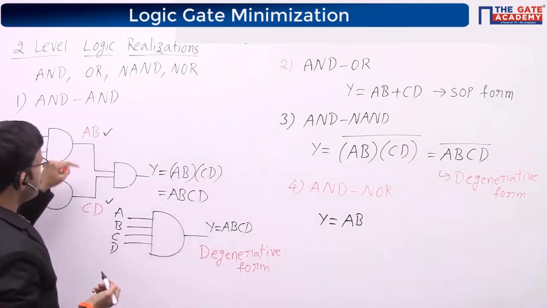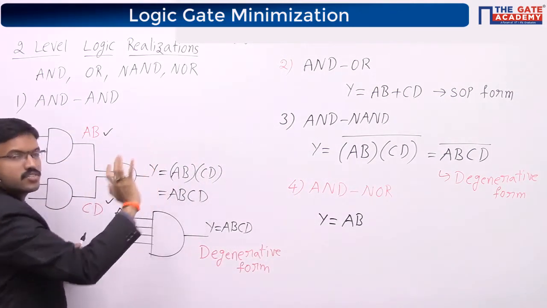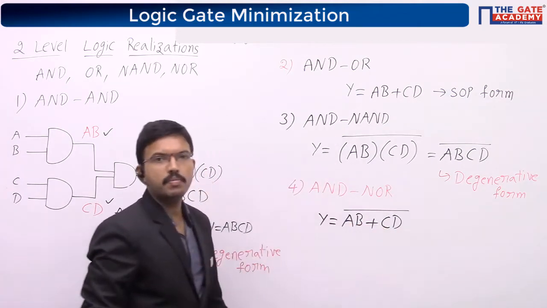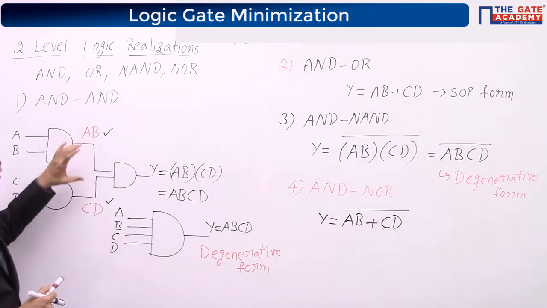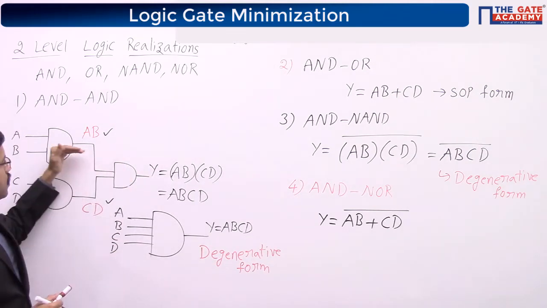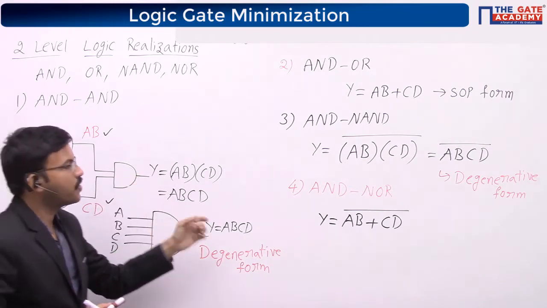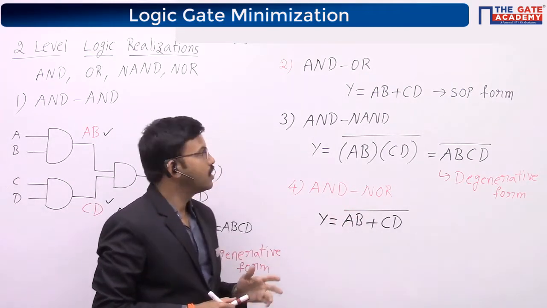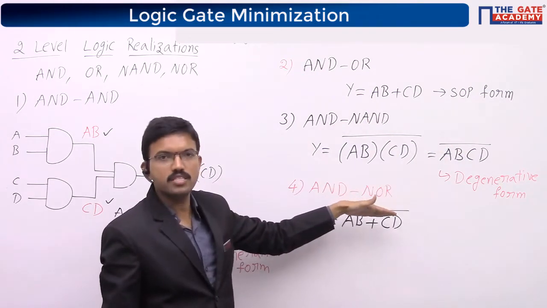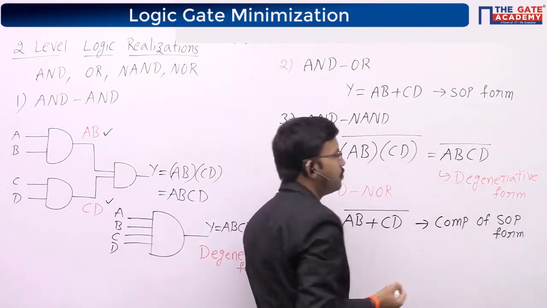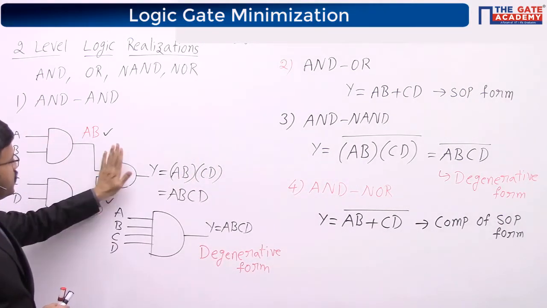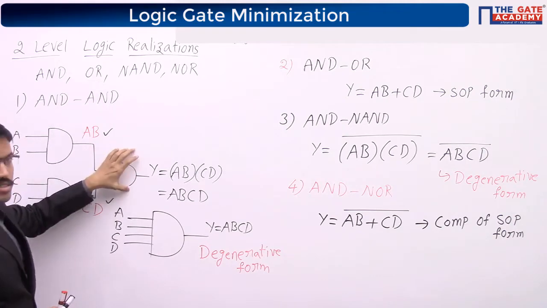Here I am getting AB and CD. In the place of AND gate, consider NOR gate. Here you will get AB plus CD whole bar. NOR gate means A plus B whole bar format. Now just observe, AB plus CD is nothing but SOP, and its complement is the complement of SOP.